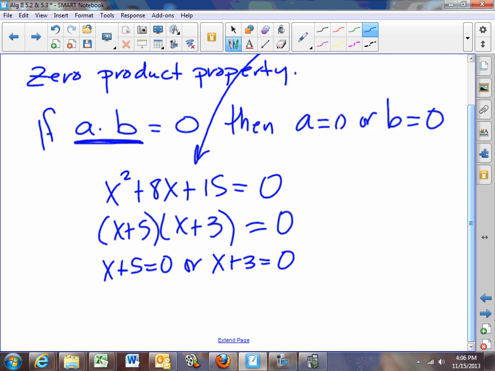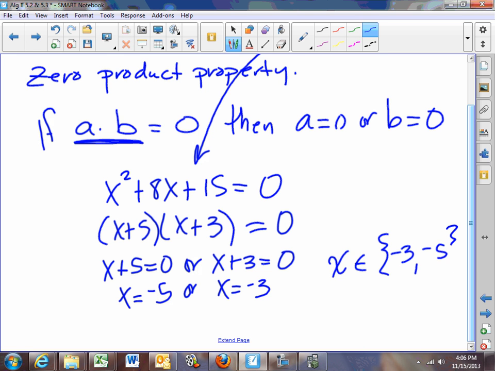And if that's the case, then we can solve this first equation easily. We get x equals negative 5 when we subtract 5 from both sides. And the second one becomes x equals negative 3 when we subtract 3 from both sides. Now, what we ordinarily do then is we would identify the solution set to be x is an element of. This means x is one of the numbers inside this set. And the numbers inside this set this time are negative 3 and negative 5.